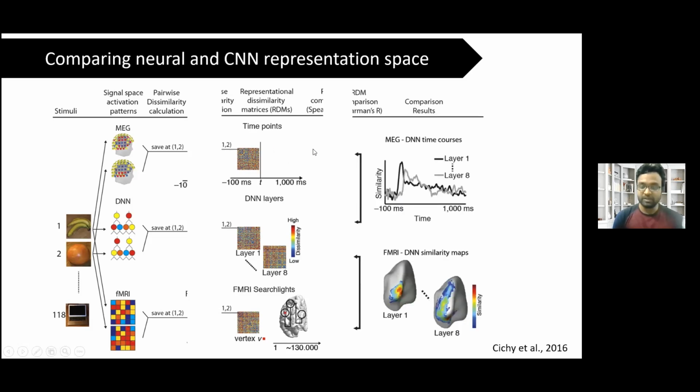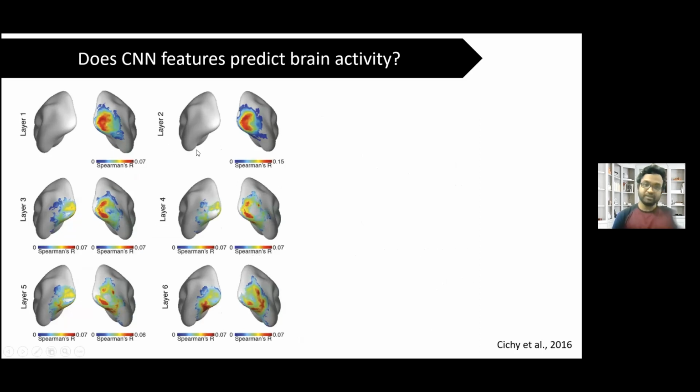So you could compare, if I use a neural network representation, which layer matches the representation at which time point, and which region in the fMRI has a better match to the representations in the visual cortex. And this is what they see. If you look at the earlier layers, the representation match, this is the correlation between the two RDMs, is highest in the early visual areas.